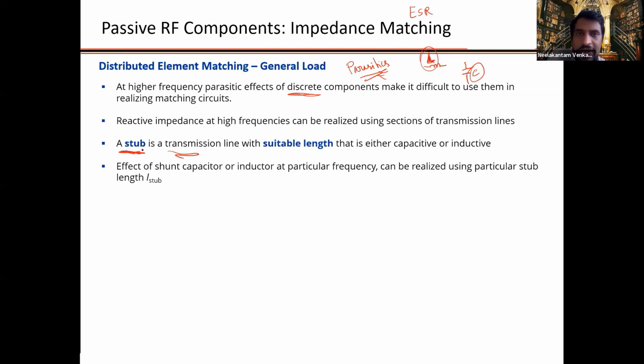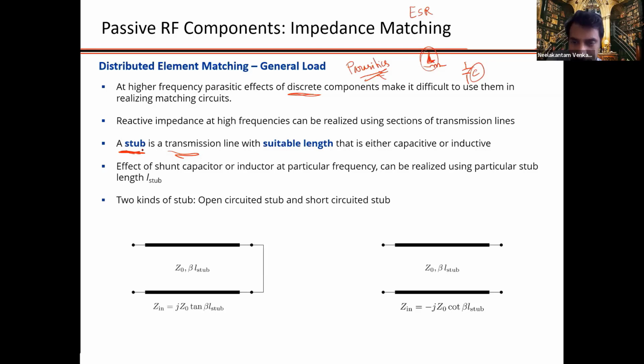We know that a transmission line has a certain impedance profile depending on the length of the line. If you are terminating it with a certain load, what is the input impedance going to be? A stub is nothing but a transmission line that is truncated with either an open circuit or a short circuit. So this is short circuit, and this is open circuit. The length of the line is L stub. The impedance that you see here, Z in, is going to be j Z naught tangent beta L stub.